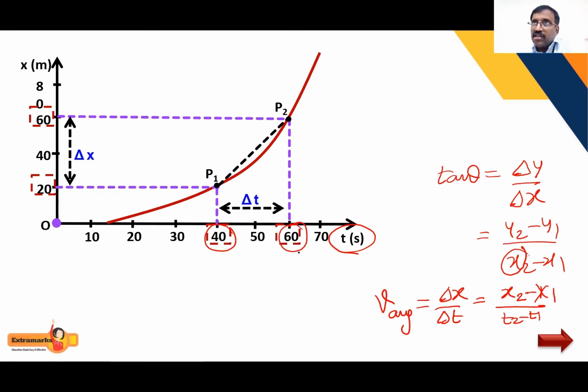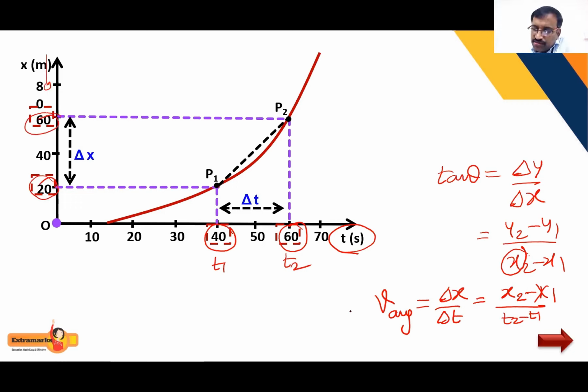So obviously final time period is 60, initial time period is 40. So this is the 40th second, this is the 60th second. And now this is T1, this is T2. At this time position is 20, at this time position is 60.